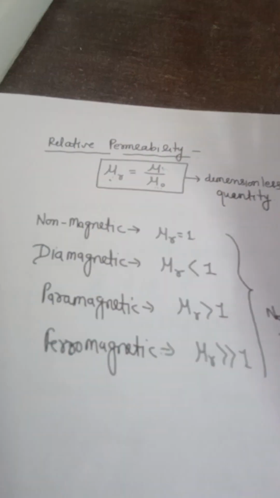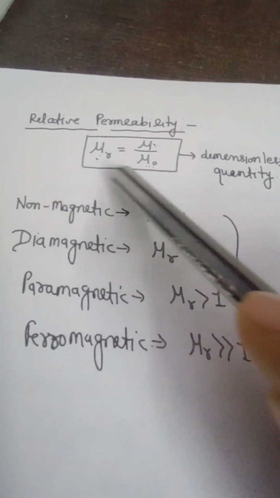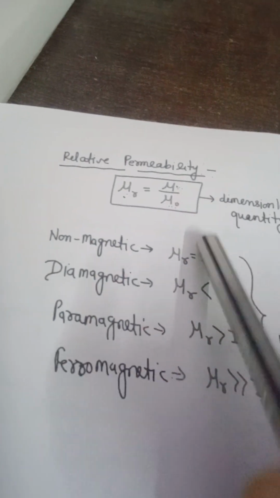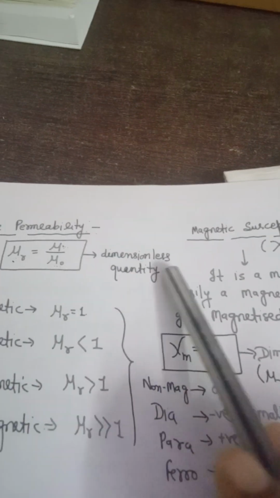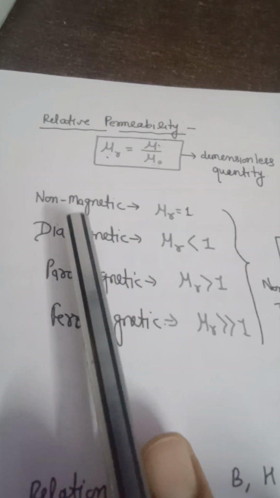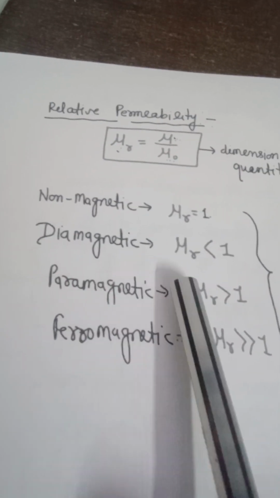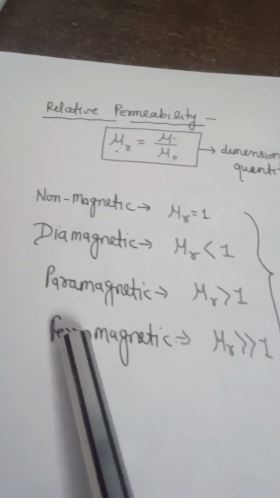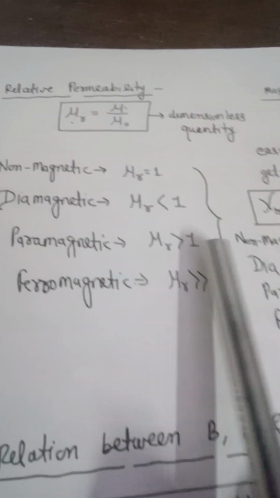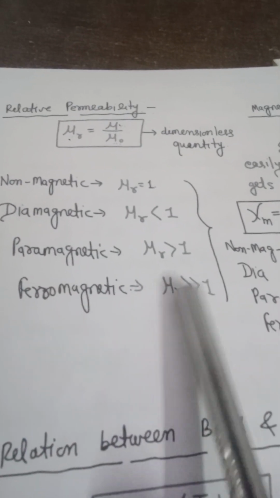Now I am telling you about relative permeability. Then mu r is equal to mu upon mu naught. This is a dimensionless quantity. For non-magnetic, mu r is equal to 1. For diamagnetic, mu r is less than 1. For paramagnetic, mu r is greater than 1, and for ferromagnetic, mu r is greater than 1.